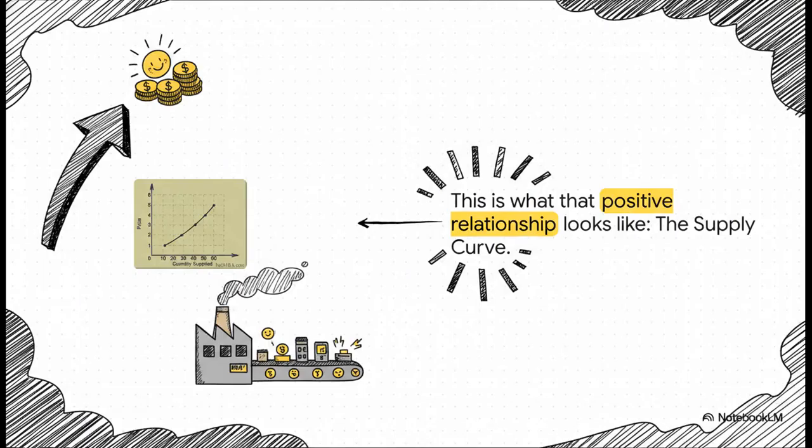And check this out. Here's the supply curve. See how it's the total opposite of the demand curve? It slopes upwards. As the price on the side goes up, the quantity that businesses want to sell along the bottom goes up with it.